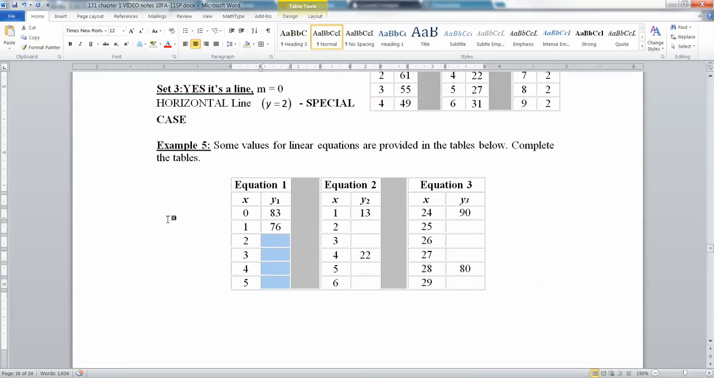All right, now if they're linear, that means that we could find their slope. Now this one in particular is easy to find because as x goes up by 1, the y went down by, let's see, 7, right? If you subtract. So then just subtract 7 again. 76 take away 7 is 69. Take away 7 is 62. Take away 7 is 55. Take away 7 is 48.